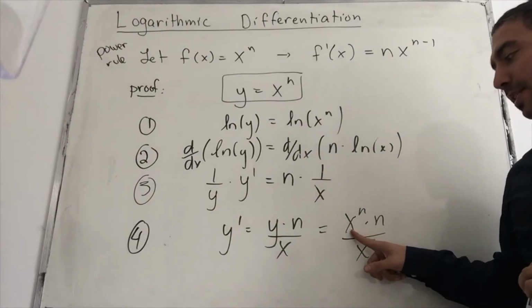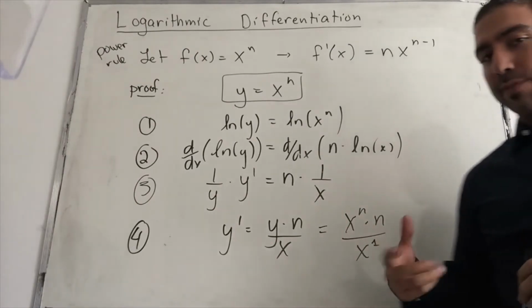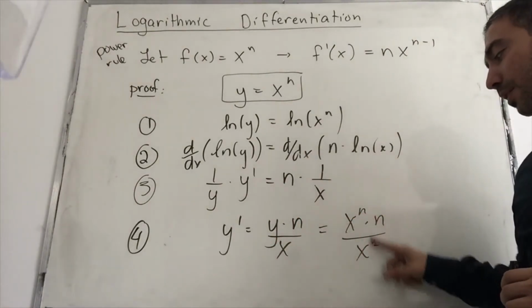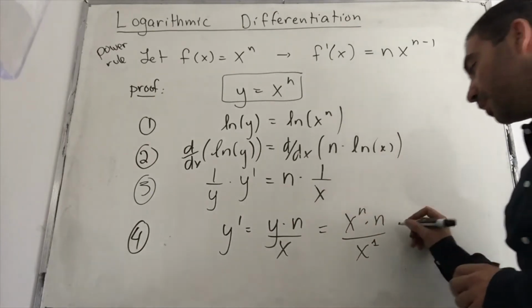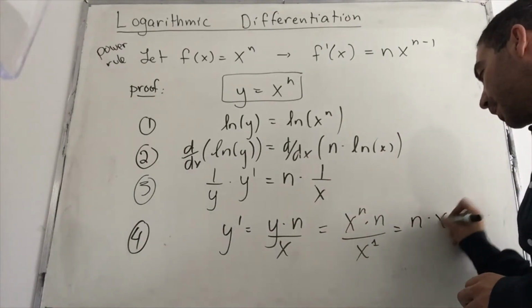And it has the same base as the x over here. Whenever we have the same base and we're dividing, we subtract the exponents. So n minus 1. This could be rewritten as n in the front times x to the n minus 1.